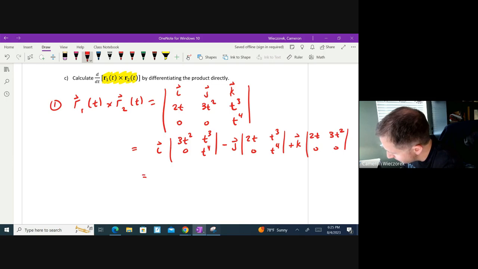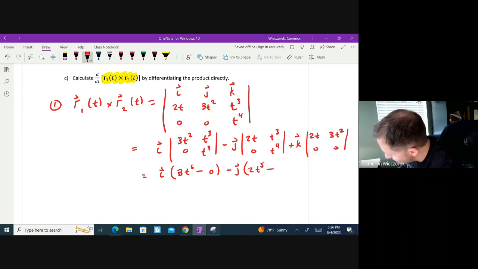So now I get, let's see, i times 3t squared times t to the fourth would be 3t to the sixth, minus 0 times t cubed would be 0. Minus j times 2t times t to the fourth would be 2t to the fifth.